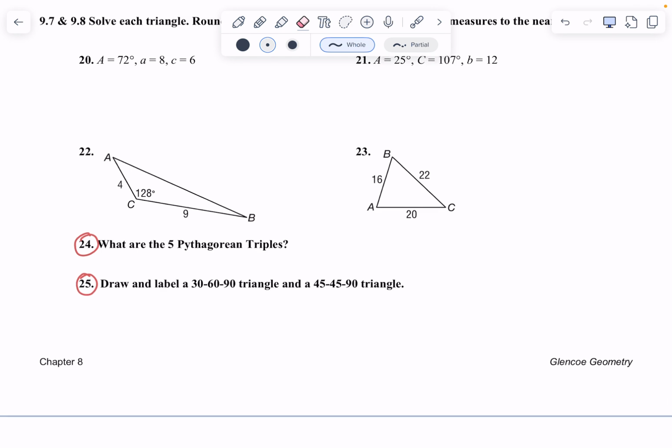What's the first Pythagorean triple? 3, 4, 5. There are 4 others that I said to do. There are more than 4 others, but those 5 are the ones that are 2 digits or less. There are ones that are in the hundreds. 5, 12, 13.